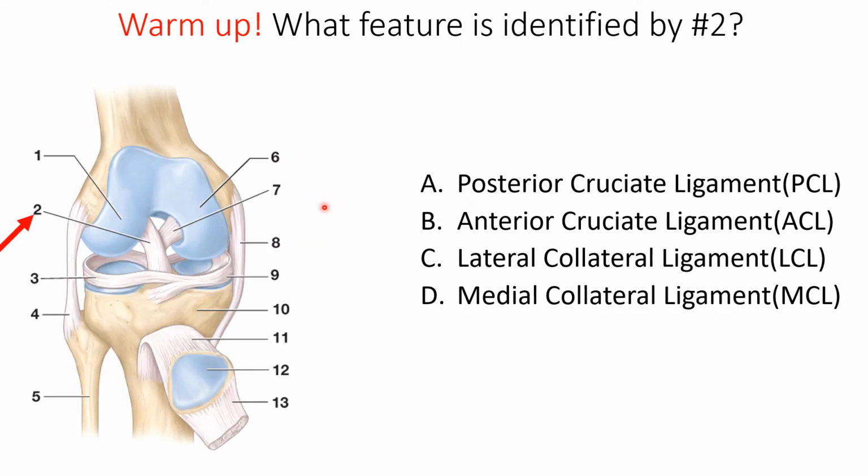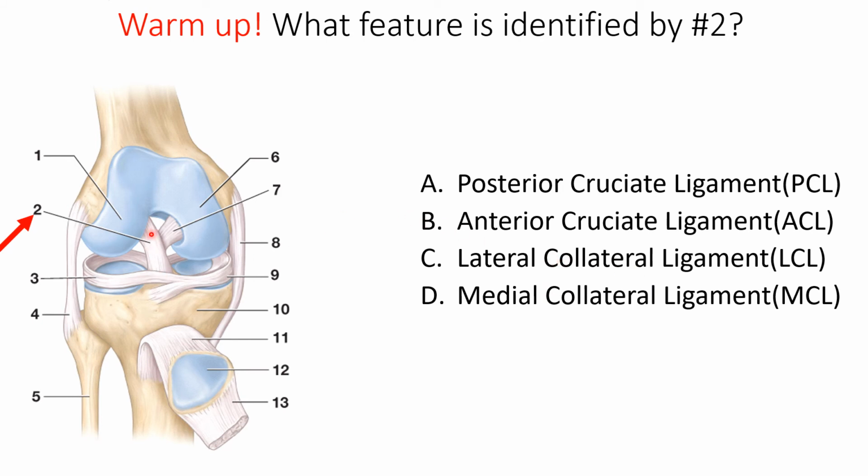So here's another example question. What feature is identified by number 2? So we can look right here. That ligament is going to be a ligament right in front here. What would that be? Are you thinking it's the posterior cruciate ligament? The anterior cruciate ligament? Is it an LCL or an MCL, a lateral collateral ligament or a medial collateral ligament?